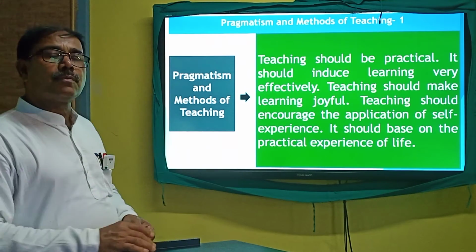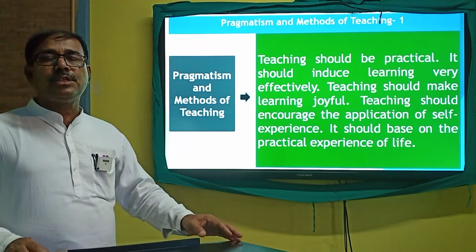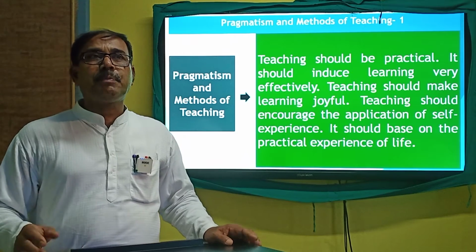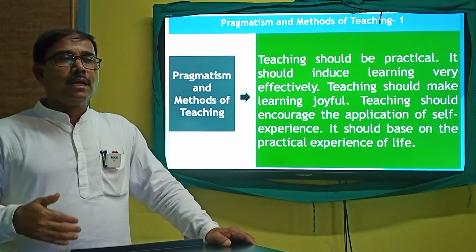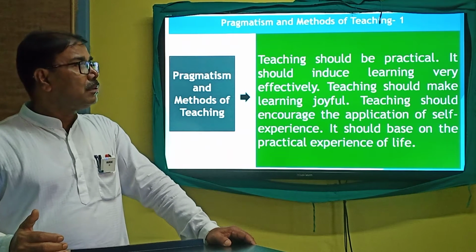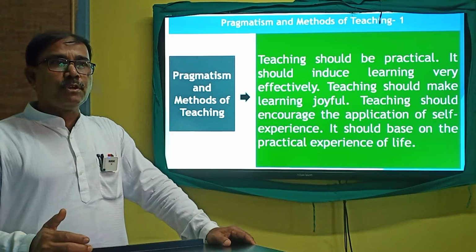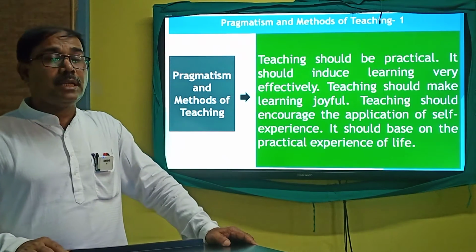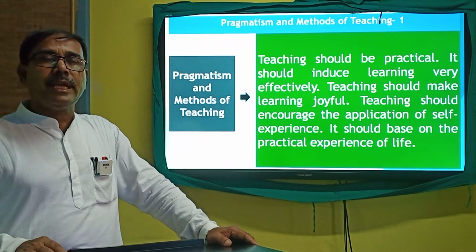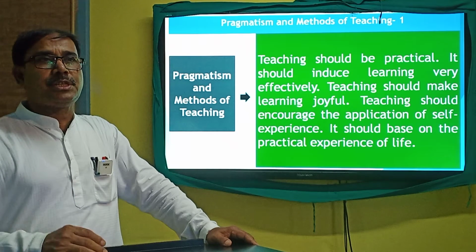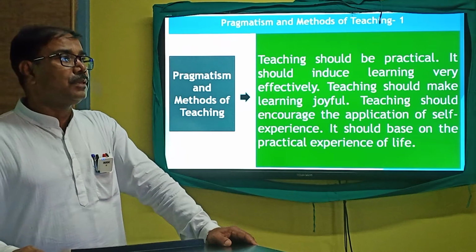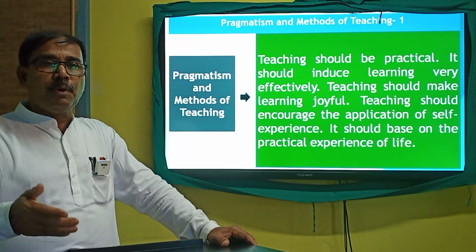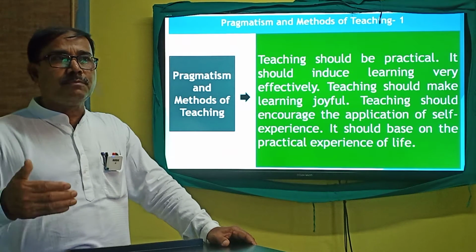Let us come back to today's class. Pragmatism and methods of teaching means we discuss the concept of pragmatism, the specialities of the pragmatic school of philosophy, or the characteristics of pragmatism. We discussed the philosophers who are linked with the school of pragmatism. We have also discussed in detail pragmatism on the curriculum and pragmatism on the aims of education. All these are well discussed. And in today's class, we are to complete our discussion relating to all the most important parameters or aspects of the school of pragmatism.